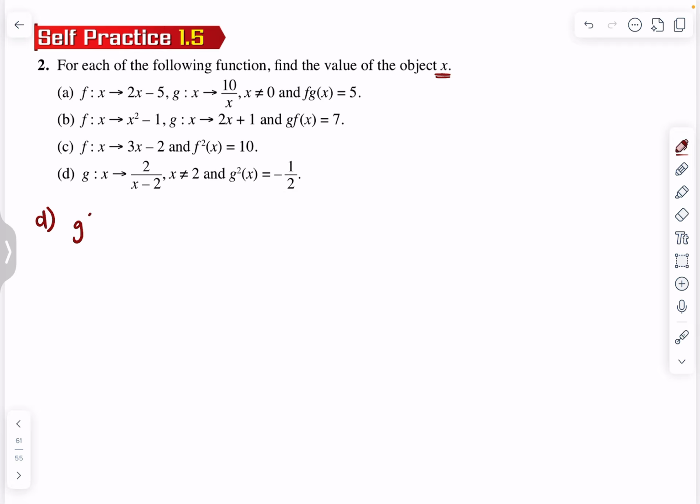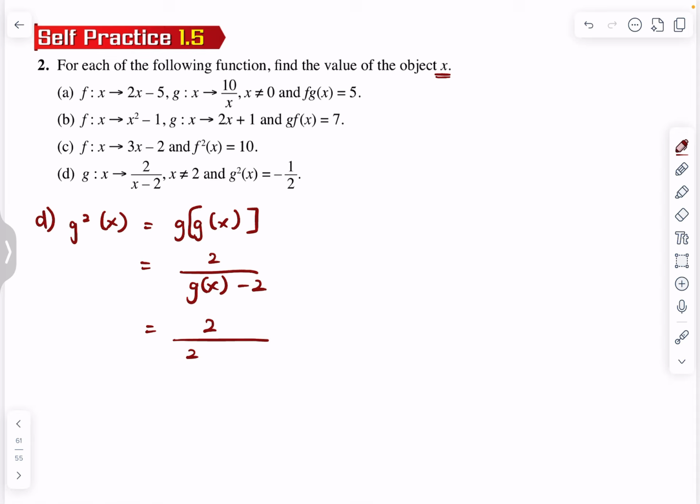Okay. So we find our own version of g squared of x. g squared of x is g of g(x). So we know g(x) is 2 over x minus 2, g(y) is 2 over y minus 2, g(z) is 2 over z minus 2, g(g(x)) would be 2 over g(x) minus 2. Then we sub the g(x) into here. We will get 2 over 2 over x minus 2, minus 2.